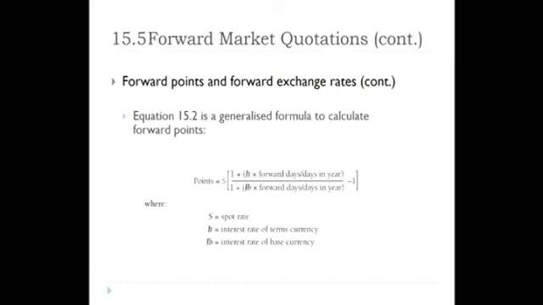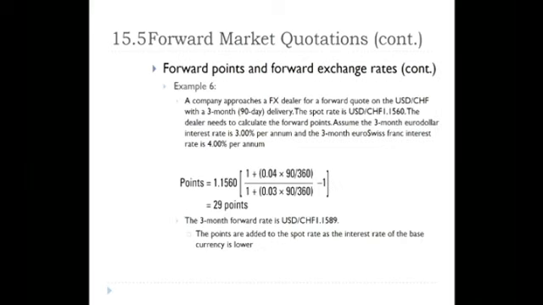This is why those textbooks that reverse that convention, it's so frustrating. All right? Because they're frequently presenting incorrect answers. All right. So we have a company approaching an FX dealer for a forward quote, US dollar to franc. The spot rate is 1.1560. We need to calculate the forward points, assume 3-month euro dollar rate is 3%, and the 3-month euro Swiss franc rate is 4%.